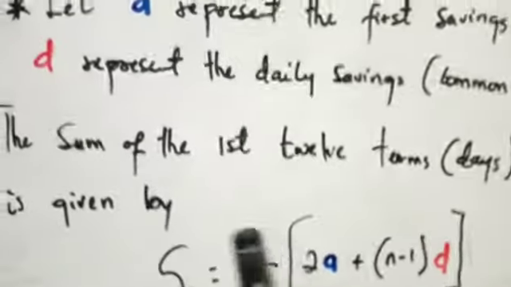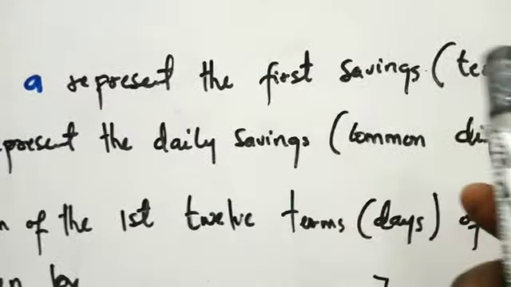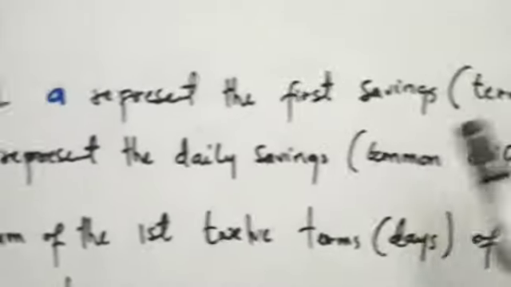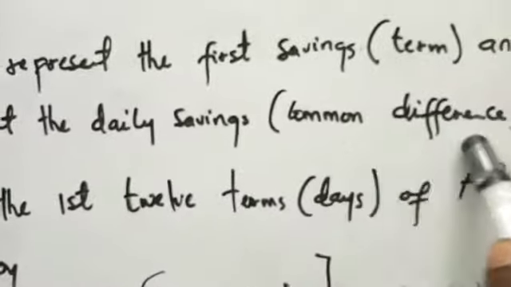Okay, so for here you can say, as I said, let a represent the first savings, right? This is just for understanding purposes. So the first term here, and then d here represents the daily savings. That's what we call the common difference, right?